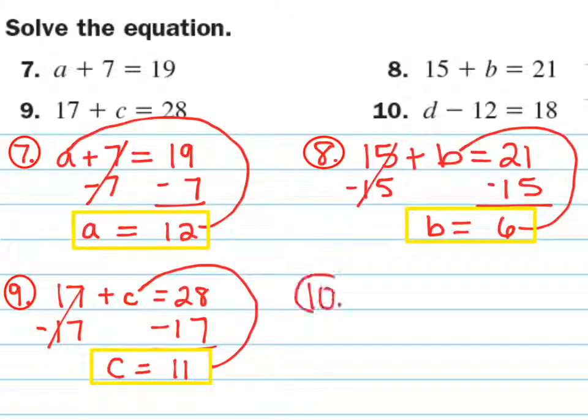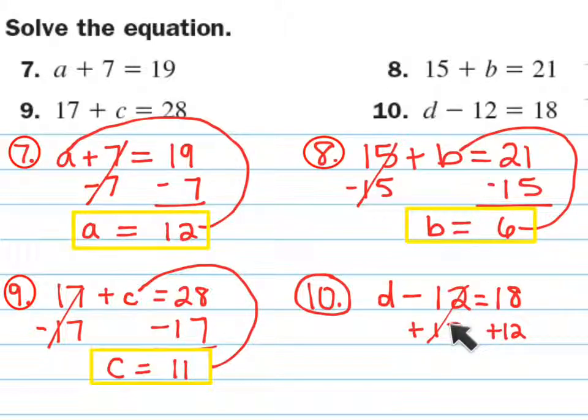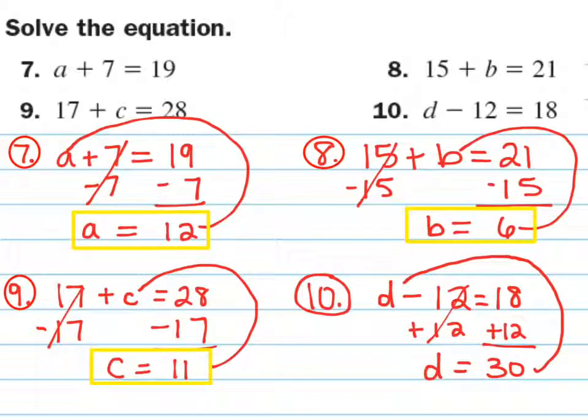And finally, our last one, d minus 12 equals 18. Well, we do the opposite of subtracting 12, which is adding 12, and we do it to both sides. Once again, this zeroes out, and that leaves us just with d minus 0, or d plus 0, either way, and that's just d. On this other side, d equals 30, and so if we put 30 back into the equation, we see that 30 minus 12 is, in fact, 18, and so it's correct.